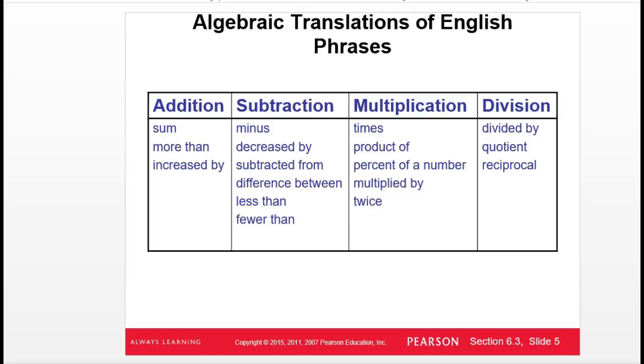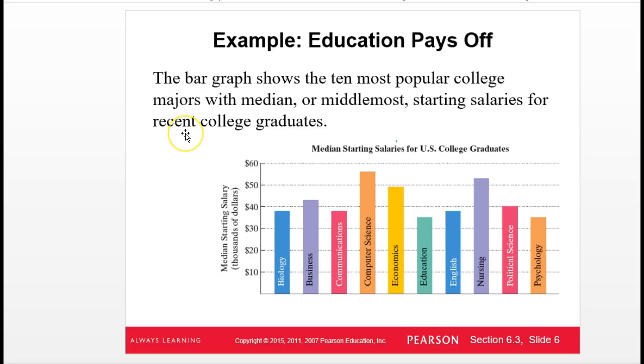Alright, here's just some common phrases that typically mean addition, subtraction, multiplication, division. This is not an exhaustive list. You can add more to this in the blanks that are there. You can even go down here if needed. But just know that typically these are the phrases that mean these 4 basic operations.